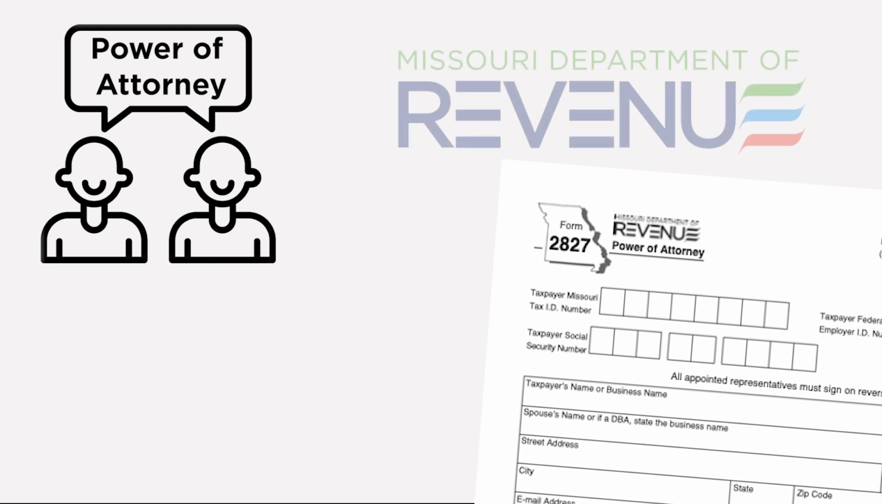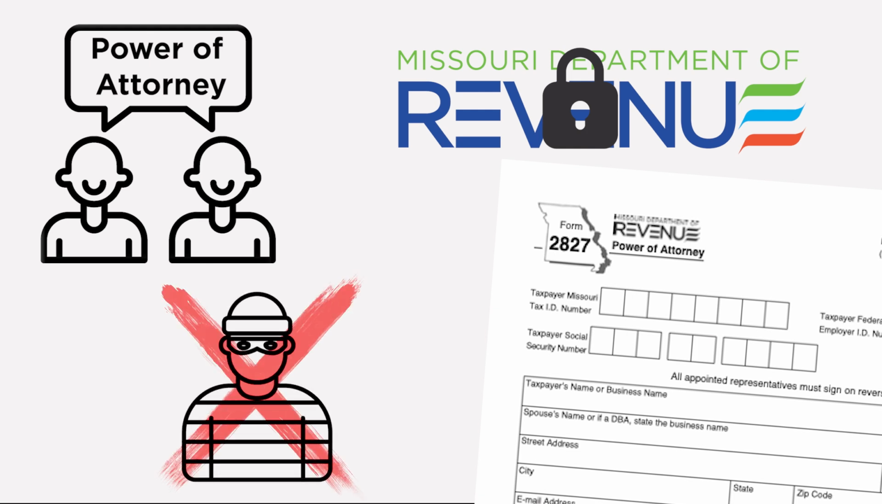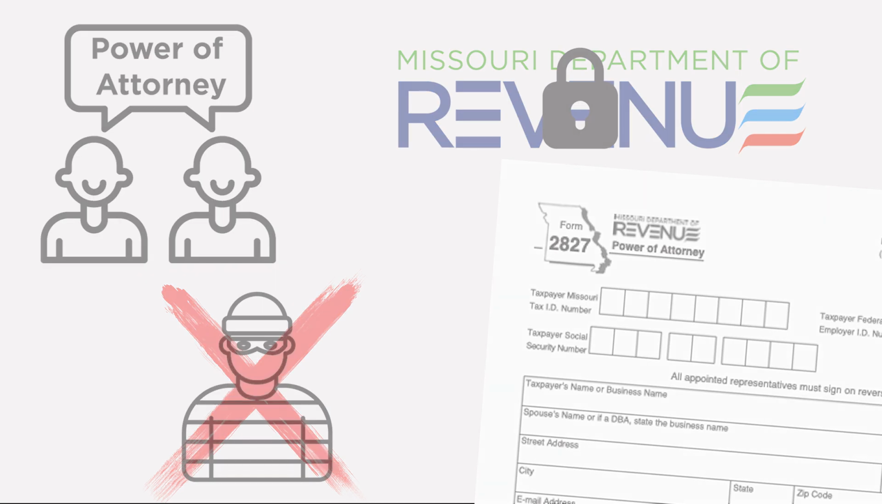2827. The Department of Revenue is bound by confidentiality laws, which prevent the disclosure of specific account information to non-authorized individuals. These laws are in place to protect your accounts and prevent bad actors from being able to gain information about your individual or business taxes.